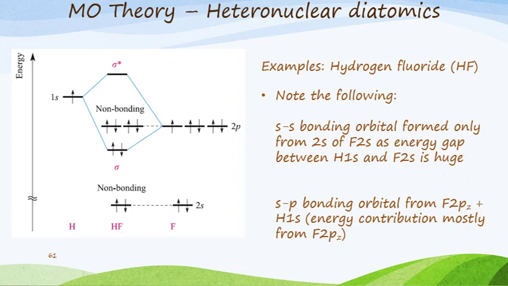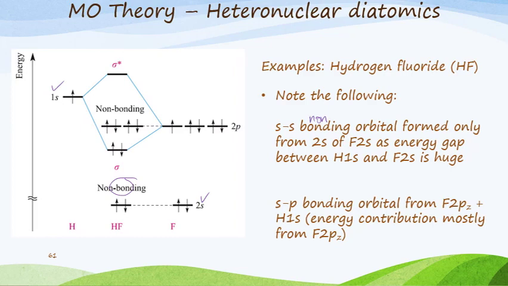Okay, so the sigma s orbital that is formed is only formed from the 2s of the fluorine. We don't even get it as a bonding orbital. It's actually a non-bonding orbital. So if we look here, remember that the energy gap between the 1s of hydrogen over here to the 2s of fluorine is too big for an interaction to occur. So what happens is that it forms a molecular orbital, but it's classified as a non-bonding orbital. So these two electrons will sit in this non-bonding orbital.